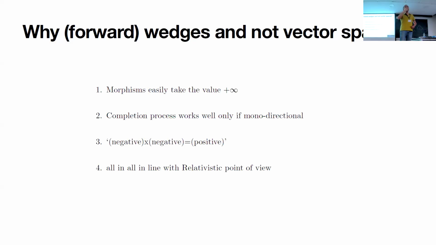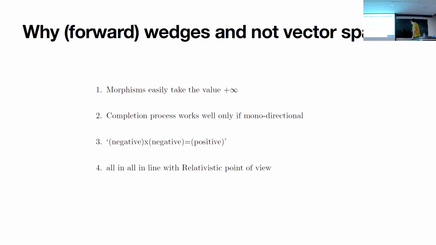And once you have a linear map that takes the value plus infinity, say L of V is plus infinity, L of W is, say, minus infinity, and now good luck trying to understand what is or should be L of V plus W. While if you have just a one-sided sort of thing, then no issue appears. I already mentioned that the completion process only works well if monodirectional.